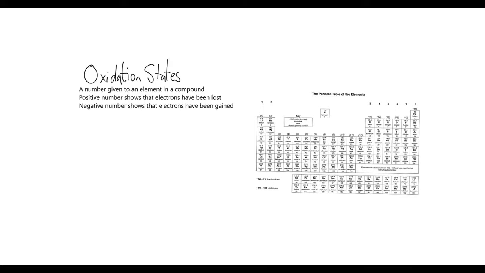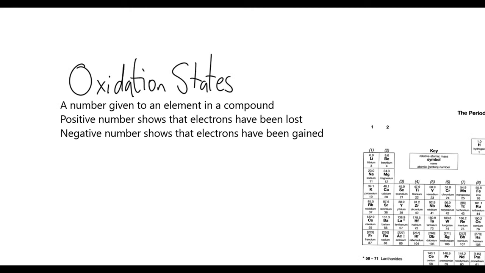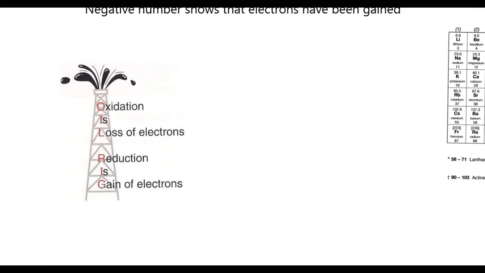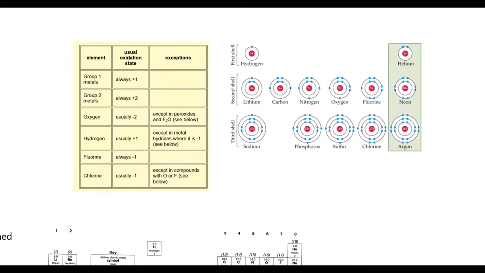In this video we're going to look at oxidation states. Oxidation states are numbers that are assigned to elements in a compound to show if electrons have been lost or gained when that compound has been formed. So just a reminder that oxidation is loss of electrons and reduction is gain of electrons, and we can remember that by remembering OIL RIG.